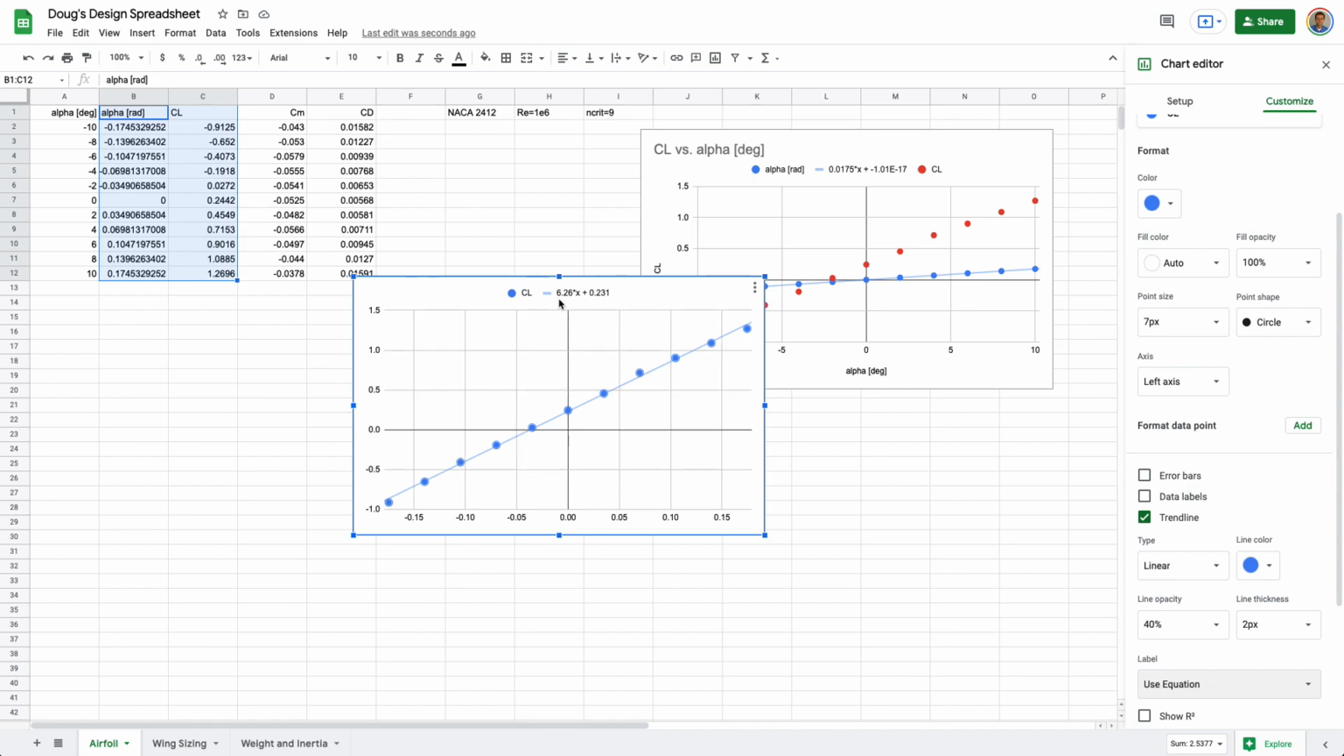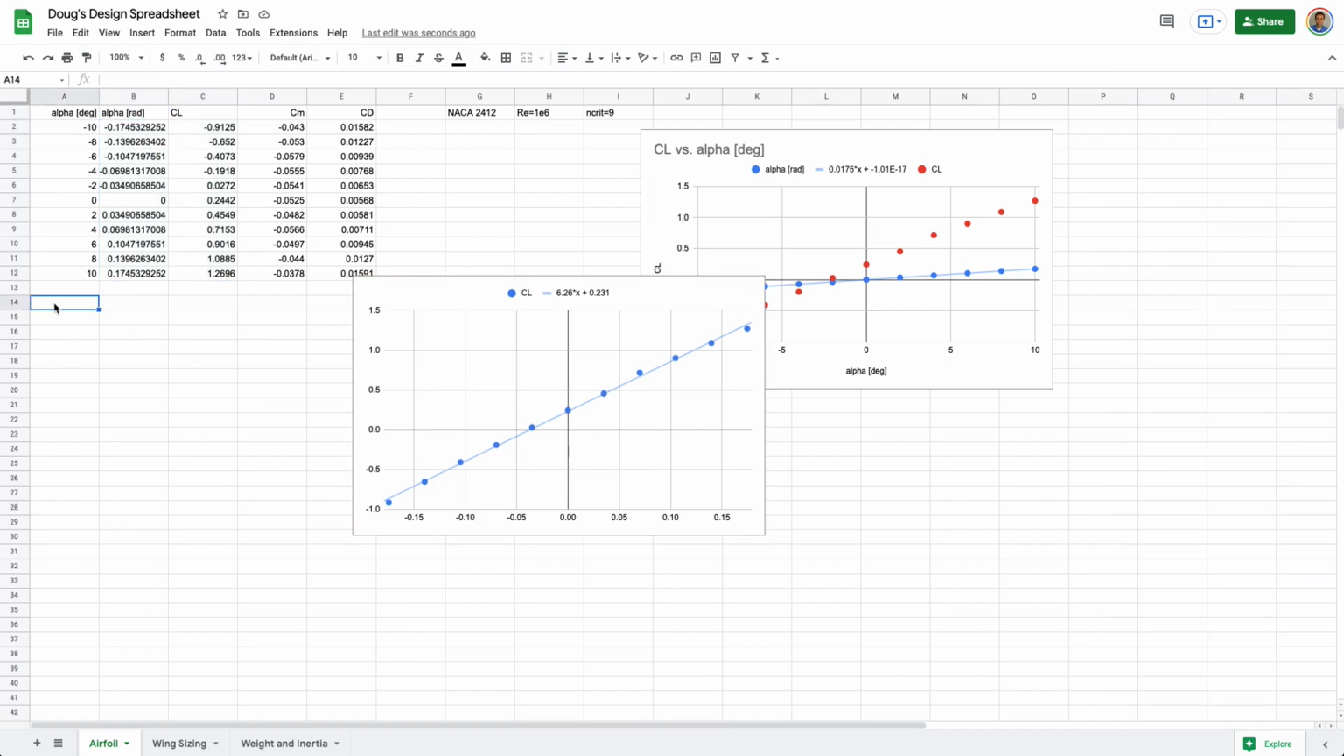So we can see that our lift slope here is just below that theoretical thin airfoil theory solution of 6.28. That gives me a lot of confidence in this data, that it's really close to what thin airfoil theory says it should be. And then again, we still have that 0.231, the location where it crosses the axis over here.